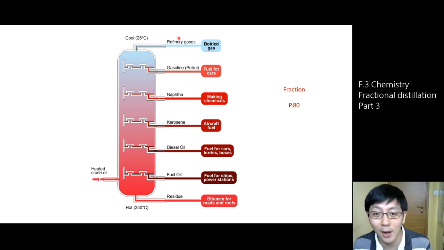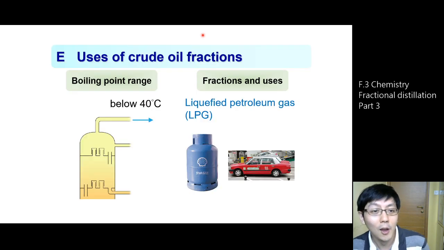Now, this picture I just copied from the internet from a Google search. Now, I'm going to refer to the textbook. Okay, the oil fraction below 40 degrees Celsius is collected in the top part of the fractionating tower. They are actually liquefied petroleum gas.